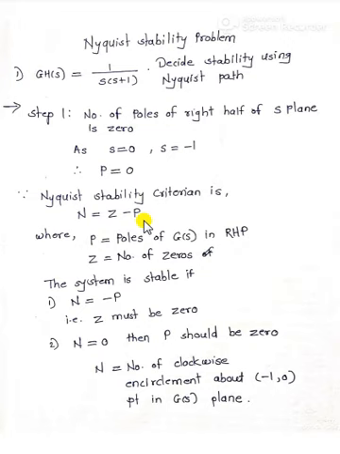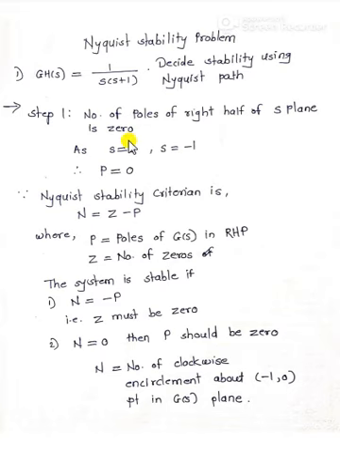in this problem. So in Nyquist stability, the system is stable if N = -P, that is Z must be 0. And the second condition is if N = 0, then P should be 0, otherwise the system is unstable. So the stability condition is N = -P. So we will solve this problem and see whether it is satisfying the stability condition or not. For this we need to find what is N, what is Z, and what is P.